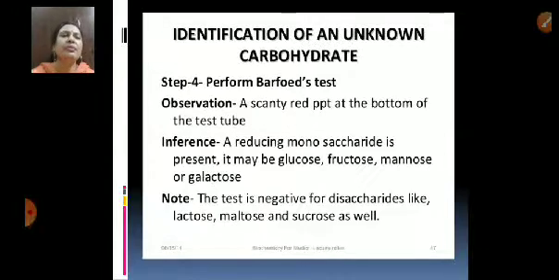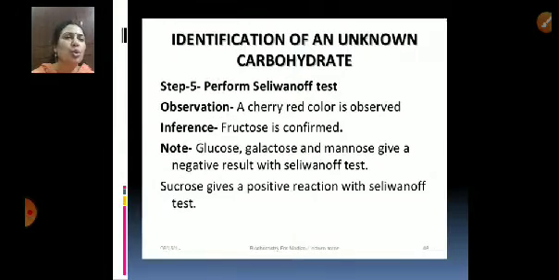After that, we perform Barfoed's test. If you get a scanty red precipitate at the bottom of the test tube, then Barfoed's test is positive and the compound is a monosaccharide sugar. It may be glucose, fructose, mannose or galactose. If you get a negative test, that means brick red precipitate is not obtained at the bottom of the tube, then the compound is a disaccharide. It may be maltose or lactose or sucrose.